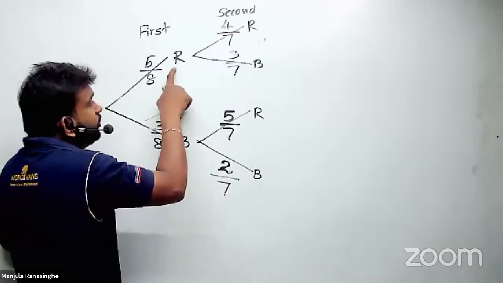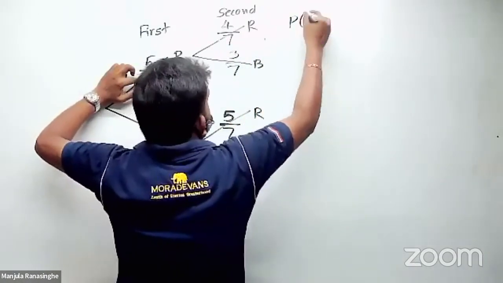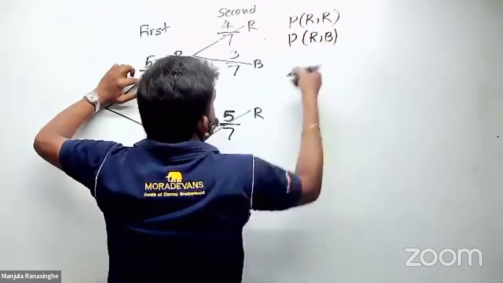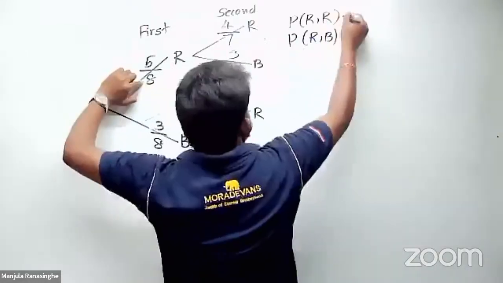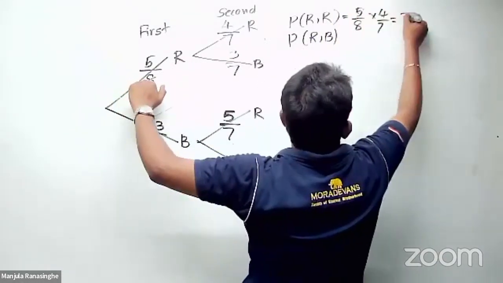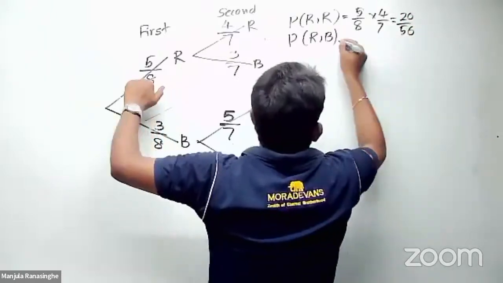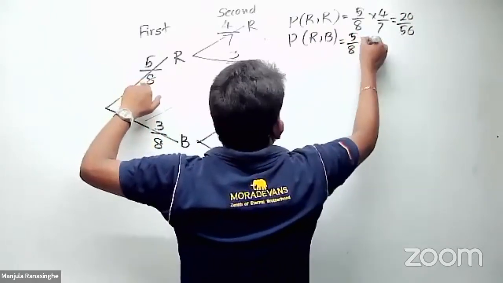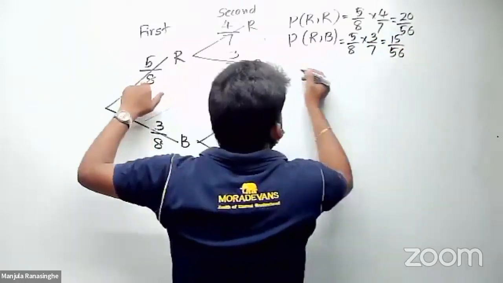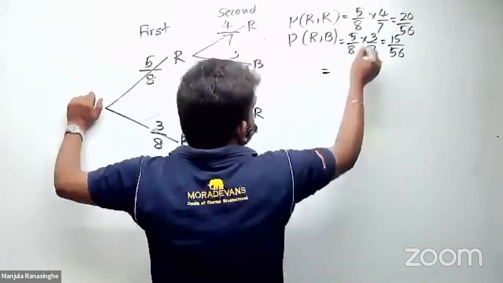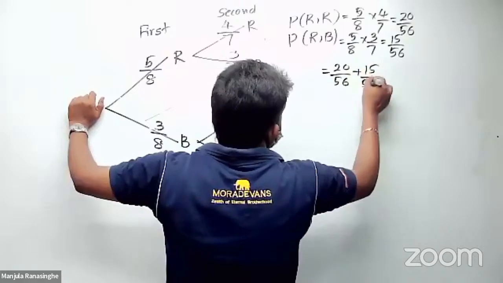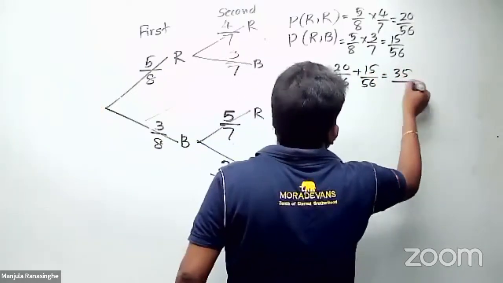So first ball red means having, this is the probability of red, first ball red, the other one, first one red, second one blue. Right. So red red means multiply 5 upon 8 into 4 upon 7. That gives you 20 upon 56. Right. Here red blue means 5 upon 8 into 3 upon 7. That gives you 15 upon 56. Now the sum of these two, 20 upon 56 plus 15 upon 56, gives you 35 upon 56.